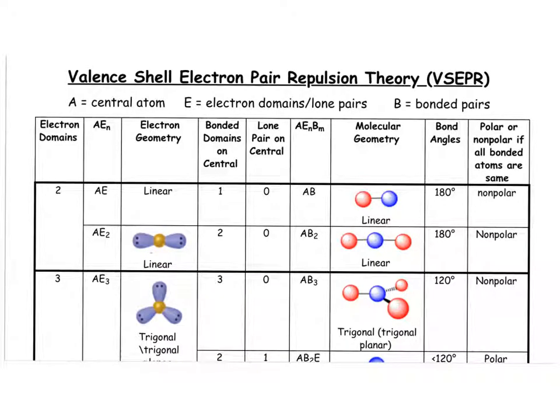So this is a sheet that you should have gotten. On here, it is slightly different. Here, it's electron pairs and bonded pairs. Okay, and I'm going to explain that in a second.